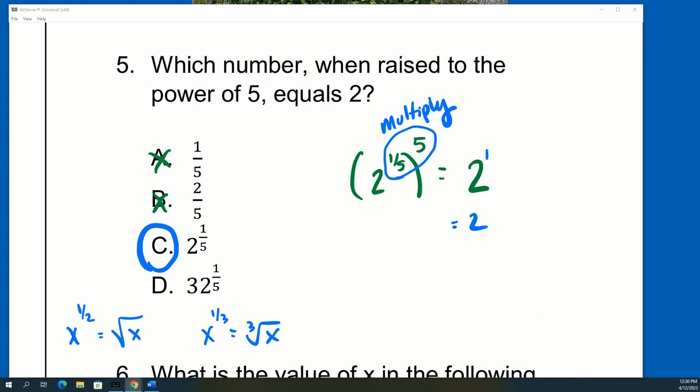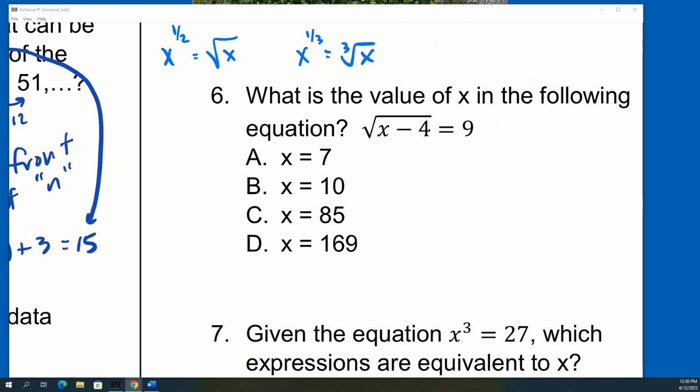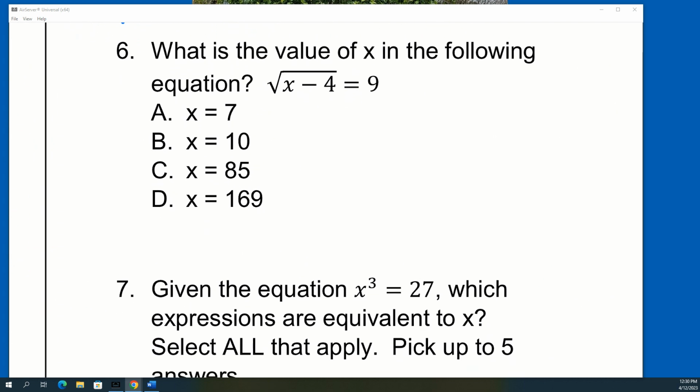All right, let's look at number 6. Now on these where you can use the calculator, if you completely blank out, you can always just plug in the answer choices and see what gives you a true statement. You can also do this on the ones without a calculator. It's not super hard. So I'm going to show you 2 ways.